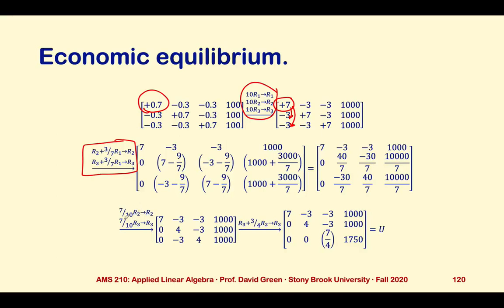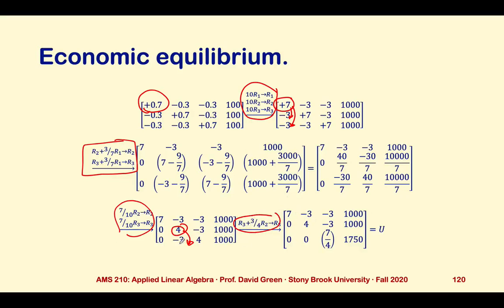So 7/10 times row 2 and 7/10 times row 3 gives us 4, negative 3, 1,000, negative 3, 4, 1,000. We're back to a matrix form that looks quite reasonable, quite manageable. Now that we're in this stage, we continue with Gaussian elimination. Pivot, eliminate. To get rid of a negative 3, we need to multiply the second row by 3/4 and then add. So that's what we do.